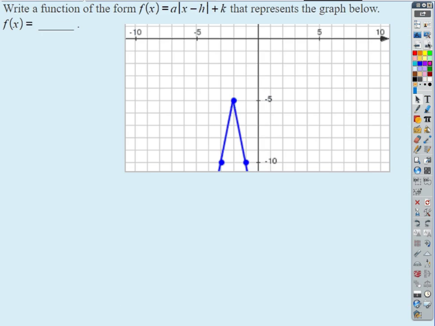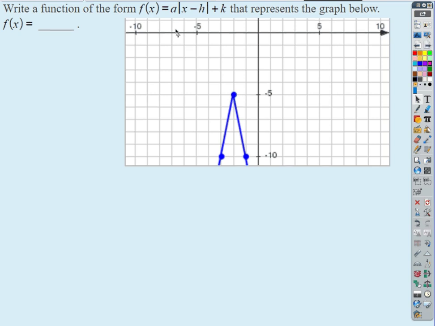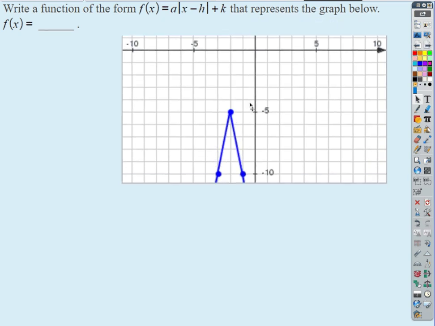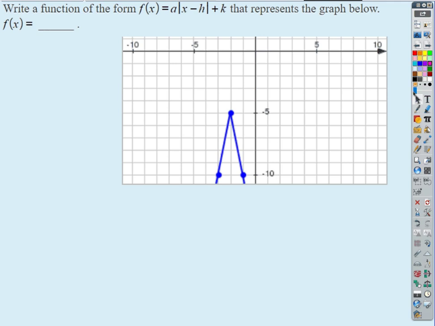Okay, last one. The very last kind of question I'm going to ask you to do on the assignment is just reverse your thinking. I think these are easier than the other ones. This time all we've got to do is, based on the graph that you're given, figure out what are the values of A, H, and K, and then I'm just going to plug those into my template. Once I know what A, H and K are, I just plug those values in to write the transformed function.